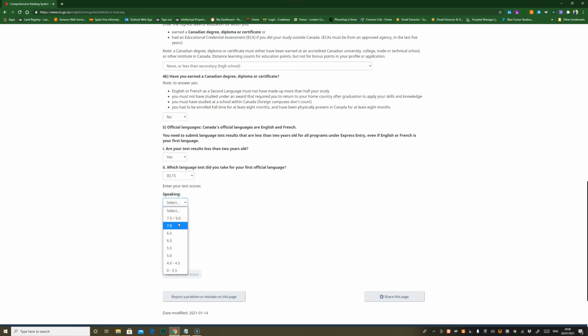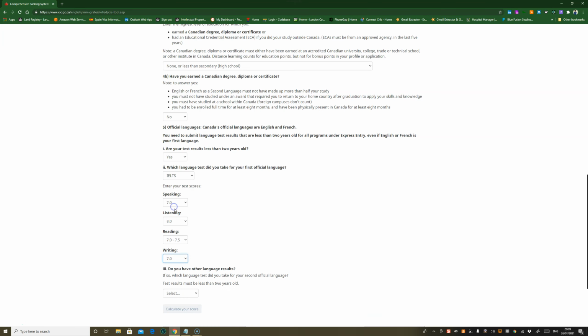That is if you've not written the test. So think and say, okay, what score can I possibly aim at? You don't necessarily have to get the highest score, all right? Getting the highest score will give you the maximum points for this category of language, but you don't have to get that. So let's say you have 7 for speaking, 8 points, and you say 7 for reading, and let's say 7 for writing.